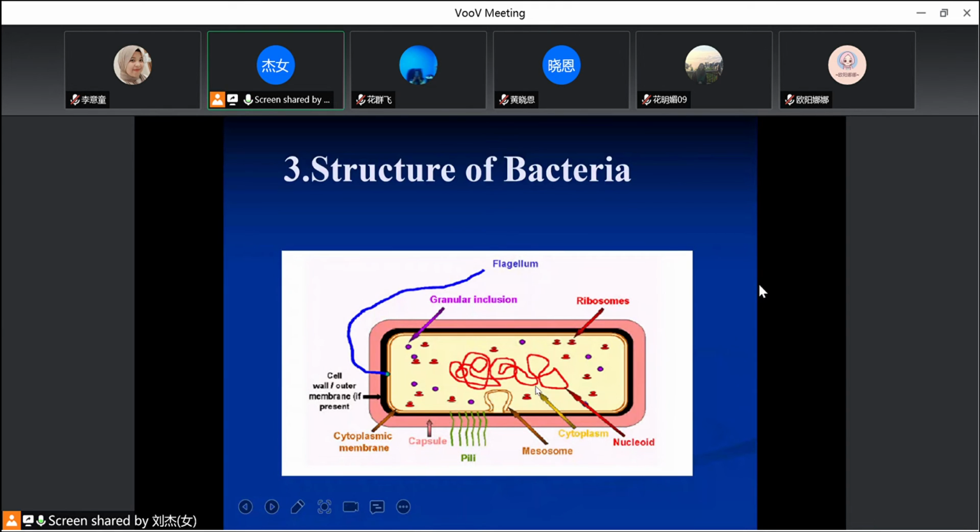Okay, so let's see the structure of bacteria. Some structures are very typical and very important, but some of them are special structures, just like the capsule, flagella, and pili. But the cell wall, the cytoplasmic membrane, and the nucleic acid are very basic structures. It means without these basic structures, the bacteria cannot survive.